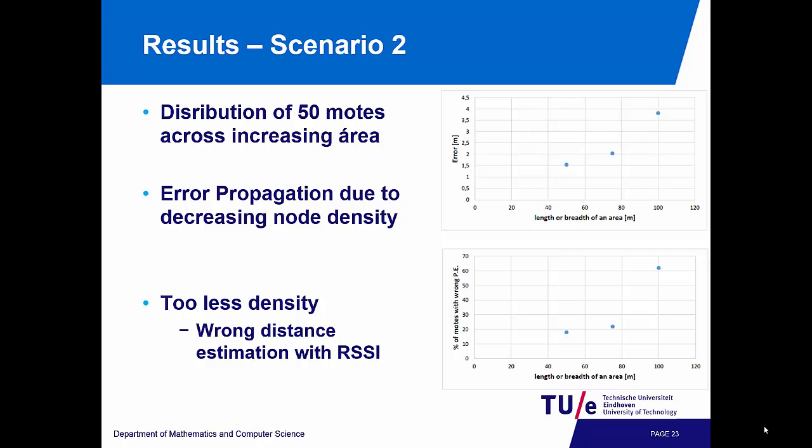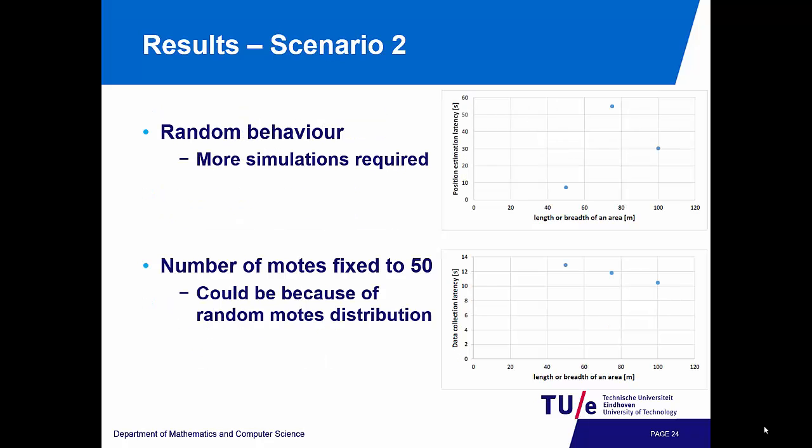The bottom graph shows that the percentage of nodes which wrongly estimated their position significantly increased when the nodes are distributed in a very large area of 100 by 100 square meters. This could be because of the wrong distance estimation using the RSSI method, which is greatly affected by the path loss model. This is the latency behavior for scenario 2.